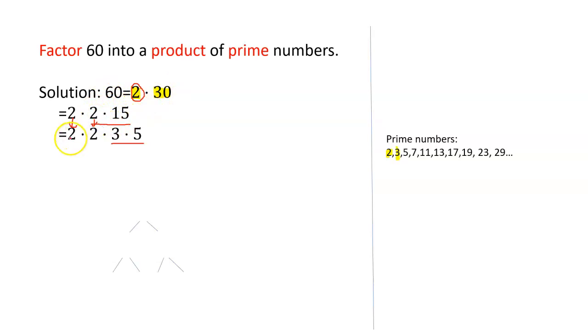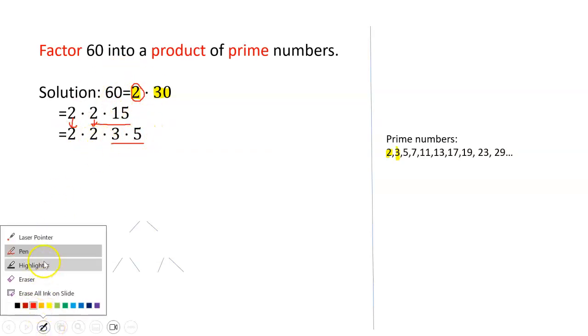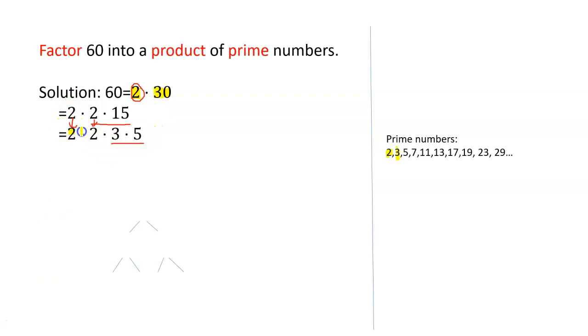So the final answer, 2 times 2 times 3 times 5, all of these numbers are prime. And when we multiply them, 2 times 2 is 4, 4 times 3 is 12, 12 times 5 does equal 60. Which means this factoring is correct. And the final answer is 2 times 2 times 3 times 5.